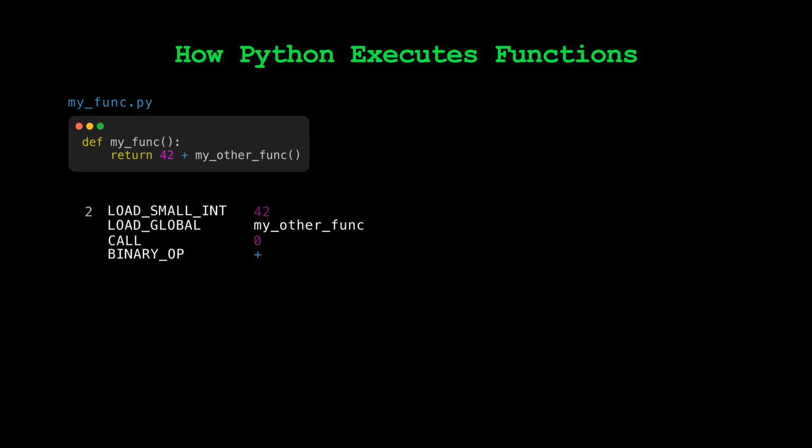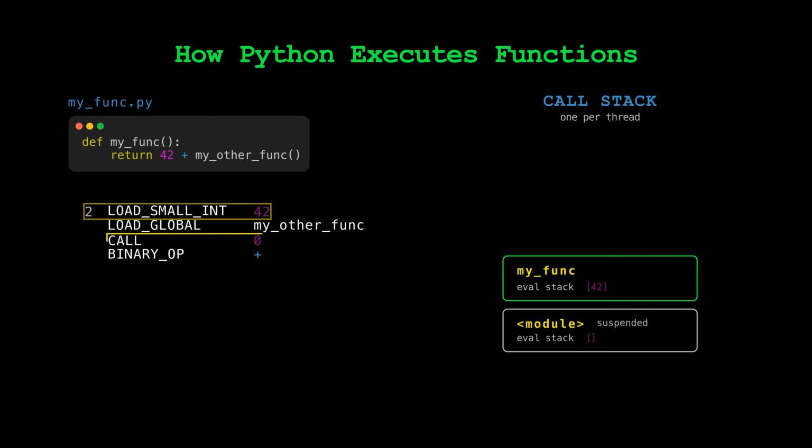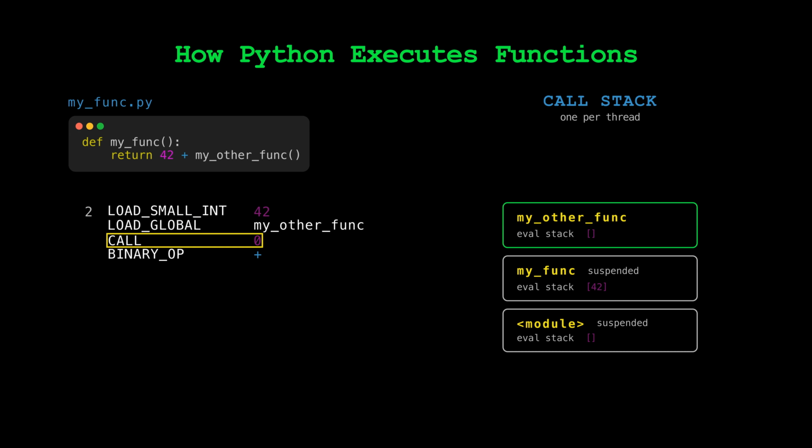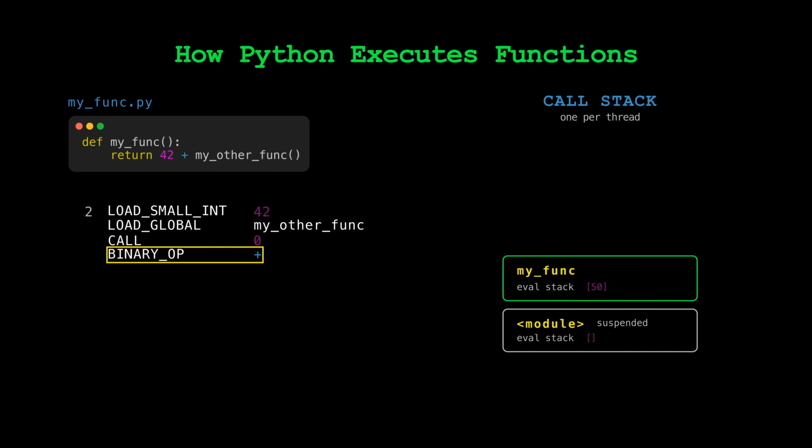When my_func runs 42 plus my_other_func, it pushes 42 onto its eval stack, then calls my_other_func. At the call, Python pushes a new frame for my_other_func onto the call stack. my_func is now suspended, still holding 42 on its own eval stack. When my_other_func returns, Python pops its frame, follows the link back to my_func, drops the result onto my_func's eval stack, and the addition finishes. Python keeps these frames in one contiguous per-thread block, tracked by a frame pointer and a stack pointer.